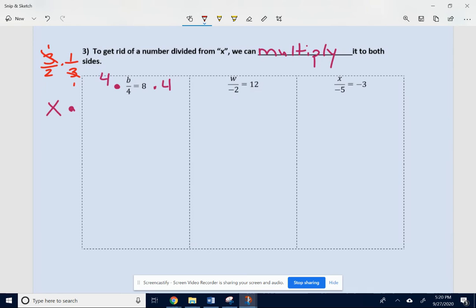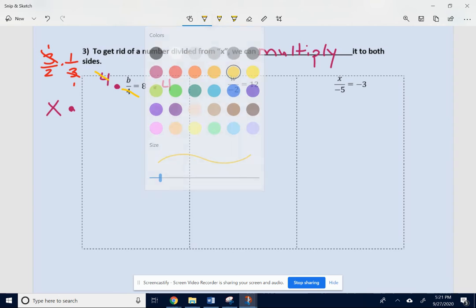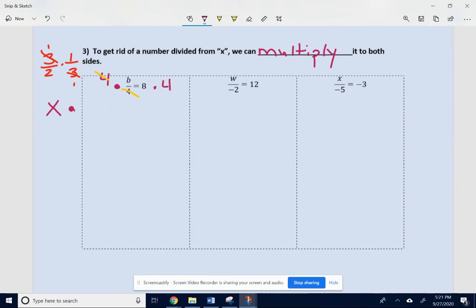Well, what we're left with in this problem here is we have a multiplied 4 and a divided 4. Those cancel out. So we are left with b on the left and 8 times 4 on the right. And 8 times 4 is 32. So b is equal to 32 is the solution to this equation.